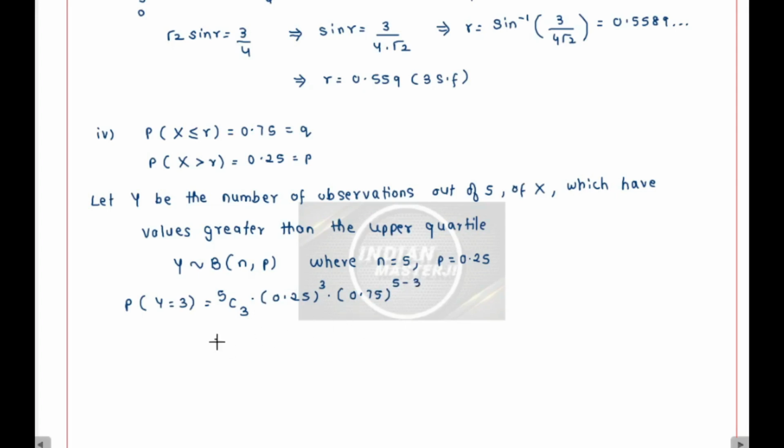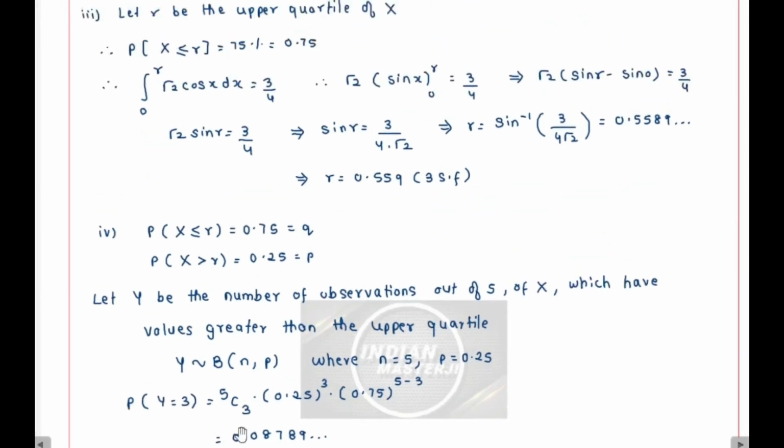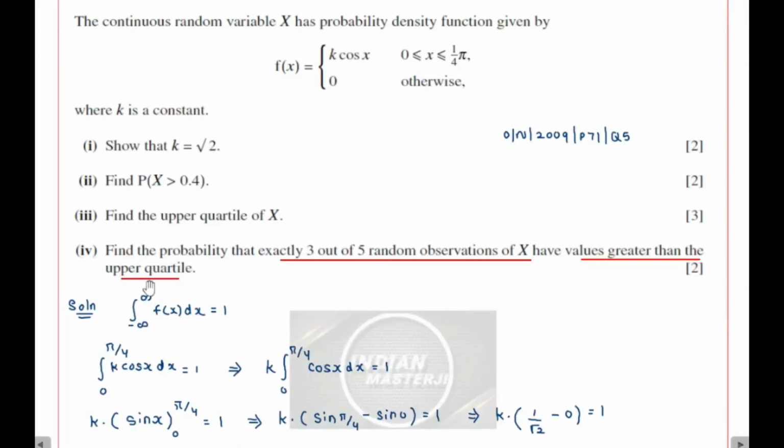So if we solve this, what do we get? The whole thing if we solve, we get something as 0.08789 something, which I can write as 0.0879 in 3SF, correct? So this answers the 4th part of the question.